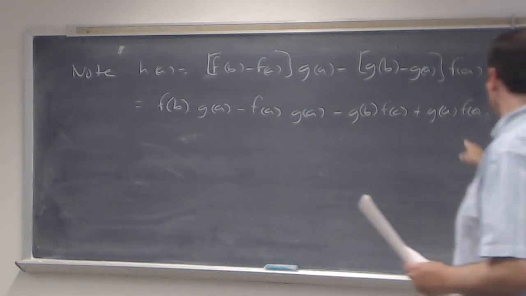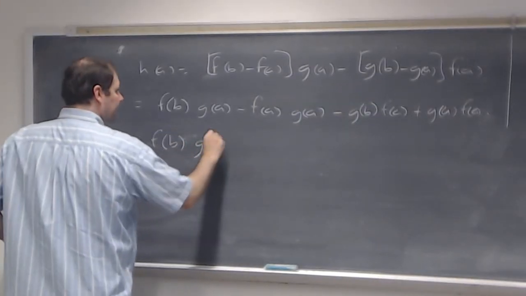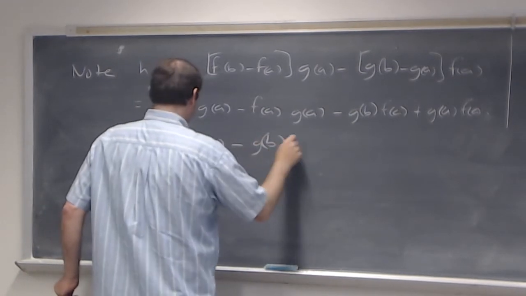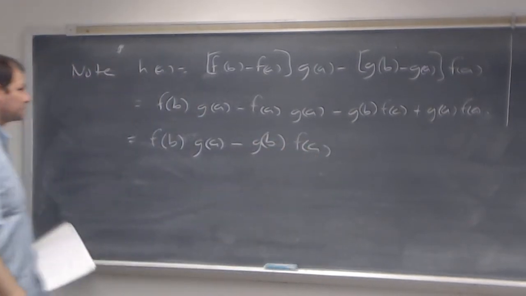And here, these two guys have the same signs, so we cancel them with each other. What we're left with is f of B, g of A, minus g of B, f of A. That's what we get.